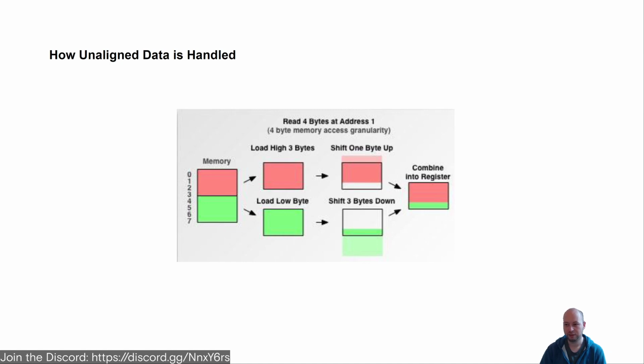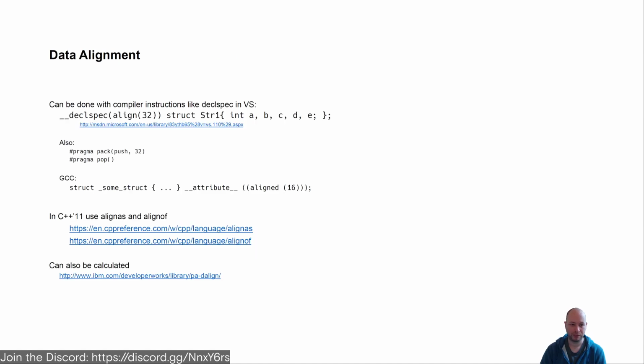And so in this case, it's almost like a 2x cost in terms of efficiency, because not only are you doing 2 loads, you're also doing 2 shifts, right? So that's 4 operations at this point, and then a combination, which is the 5th operation. And so versus just 1 load, if you were to be actually byte aligned to memory.